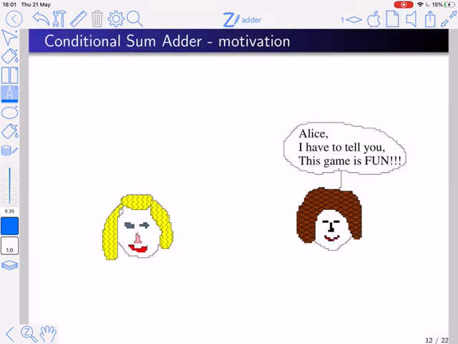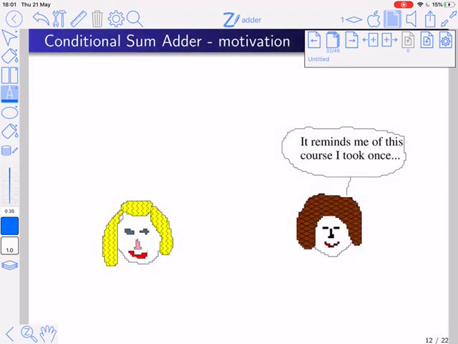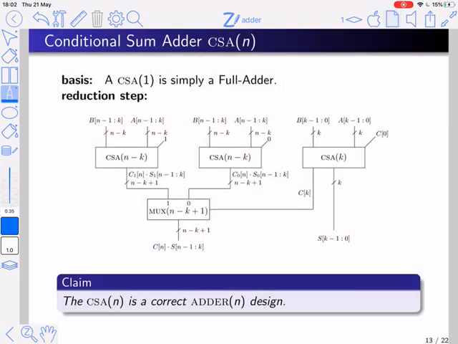So, of course, it's a great game and very instructive. And in aftermath, Bob recalls that he actually knew this before. And this is the design which is based on the game between Alice and Bob. So it's a recursive design. It's called a conditional sum adder. The base case when n equals 1 is simply a full adder. And now let's describe the reduction step.